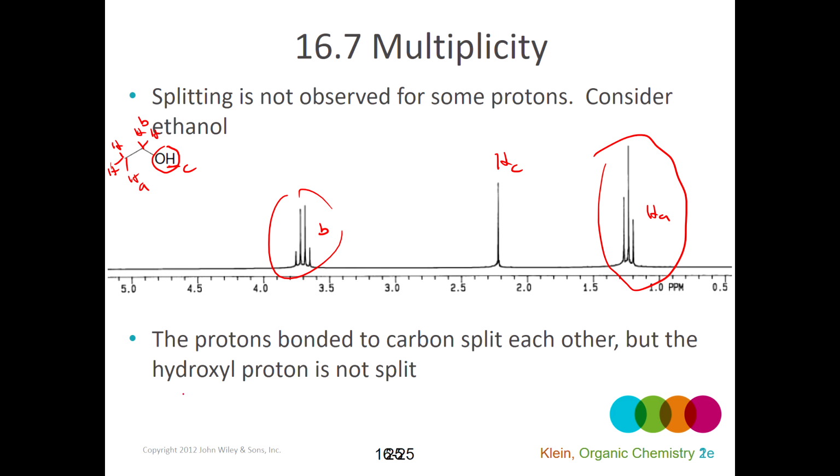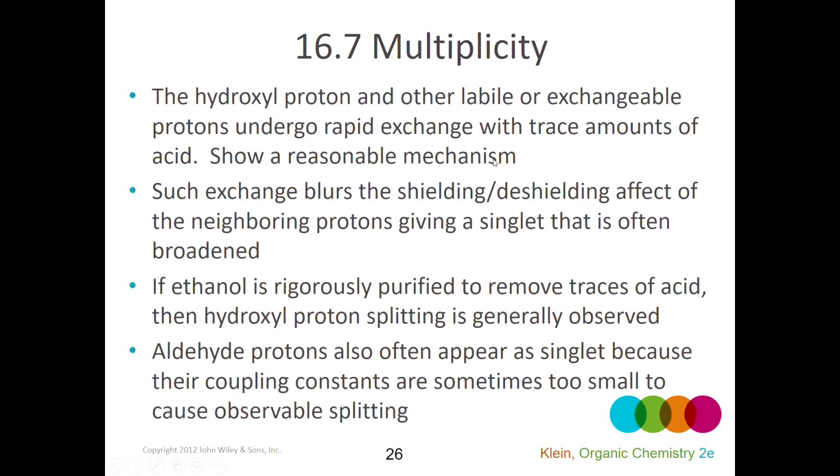So the OH proton is not being split. That means it's being exchanged with the solvent or with other molecules. And so swapping hydrogens back and forth can happen. If that happens at a faster time scale than the NMR experiment, the hydrogens won't be on any given oxygen long enough to engage in splitting, and that's why I see a singlet there. And that's what this is basically saying.